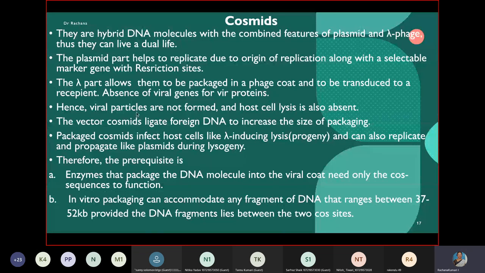Hence the viral particles are not formed. If you remove the Vir genes, then it is unable to infect the host cell, and it will not give rise to the formation of the progeny phages.